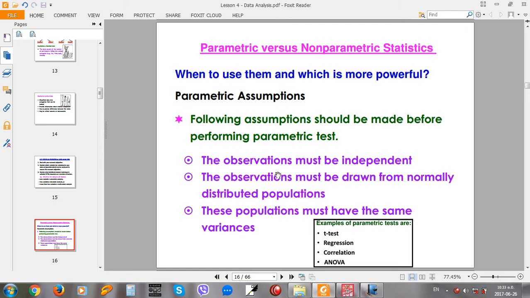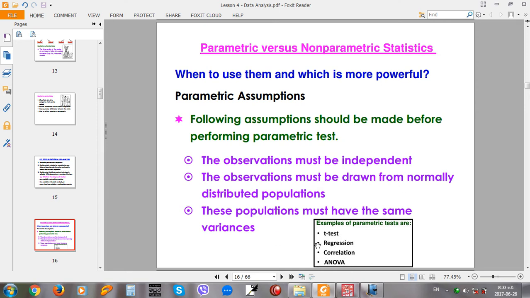When we are taking the observations, they should be normally distributed, otherwise these parametric tests are not valid. Normal distribution means that bell-shaped one. Then the populations must have the same variances; if we are taking the normal distribution, it has the same variances. Some examples of parametric tests are the t-test, regression, correlation, ANOVA, and the z-test.